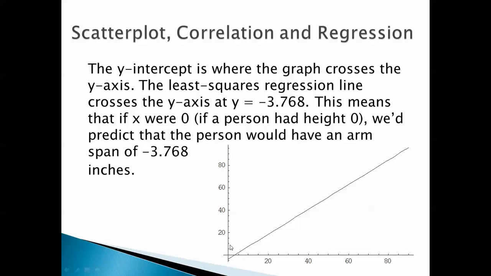This means that if x were 0, in other words, if the person had height 0 inches, we'd predict that the person would have an arm span of negative 3.768 inches, which, to be honest with you, doesn't make a lot of sense in the context of this particular problem.